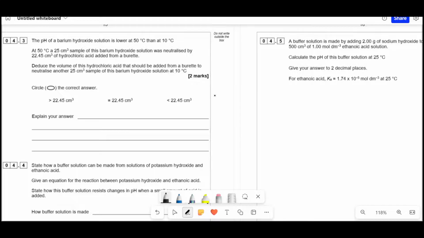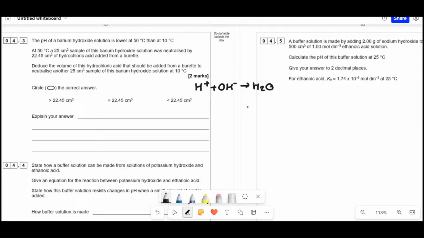Think for a second what's going on. If we're neutralizing, what's the reaction that happens in neutralization? Have a think and then tell me. Well, don't tell me because you can't speak to me, but have a think and then come back. So neutralization is H plus plus OH minus gives you H2O. So if we have 25 centimeters cubed of barium hydroxide, we're going to have the same amount of OH minus because the only thing that's changing is the temperature.